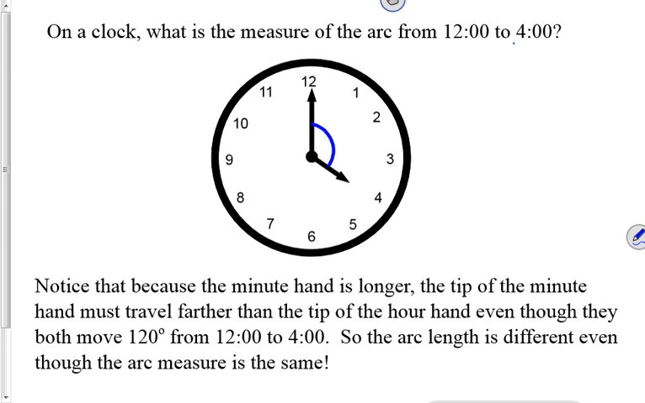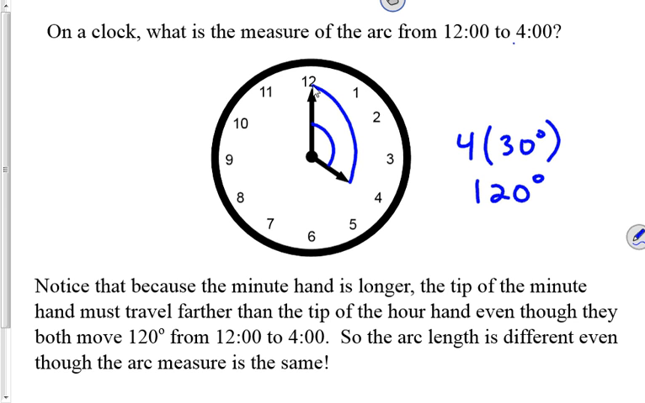And we know that there are 30 degrees in between each two numbers, right? So between 12 and 1, there's 30 degrees of rotation. 1 and 2, there's 30 degrees. 2 and 3, 30 degrees, and so on. So if we're going from 12 to 4, that would be 4 times 30 degrees, which is 120 degrees of rotation, right? So the arc measure from 12 to 4 is 120 degrees.